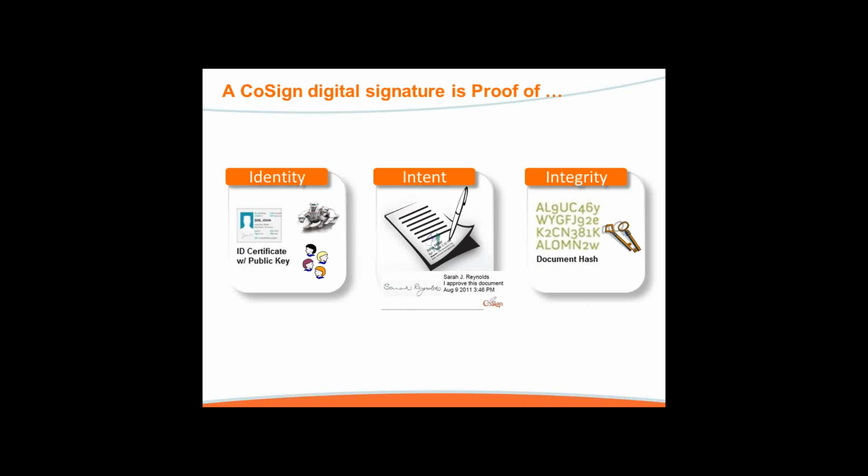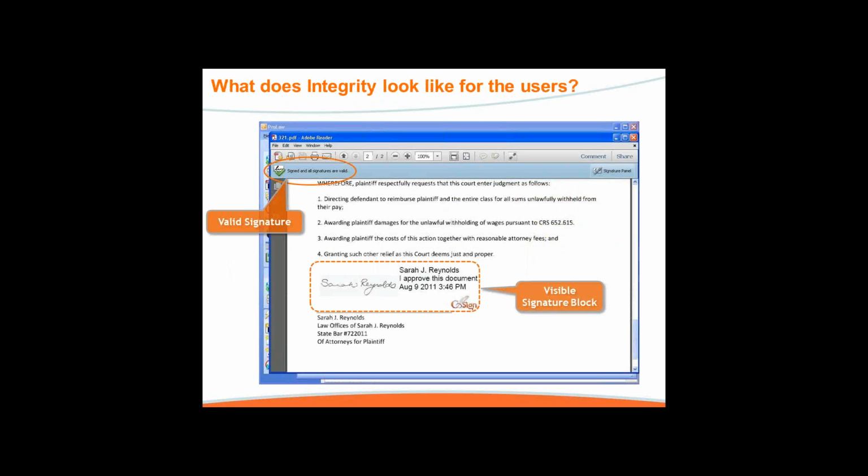The Cosign digital signature is actually a proof of signer identity, signer intent, and document integrity. Taking a look at that from a recipient perspective, we'll look at this PDF document that was signed by Cosign. The first thing you'll notice within Adobe Reader is that in the top left corner, this is recognized as a valid signature, and the signatures on this document are valid. You also get a copy of the visual signature block, and you can provide information that's selectable. You can add graphical information if you choose as well.